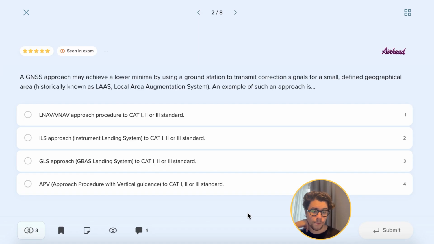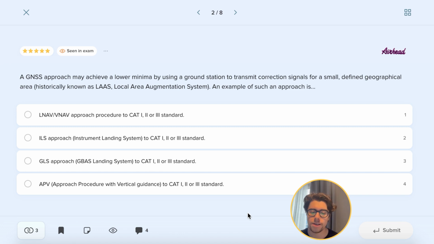suitable for a transponder. So for question number 2, a GNSS approach may achieve a lower minima by using a ground station to transmit correction signals for a small defined geographical area. An example of such approach is. So this is an interesting question, a very practical one as well. But if you understand the general idea, it becomes really, really simple.